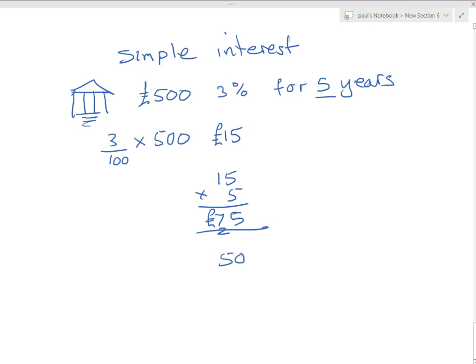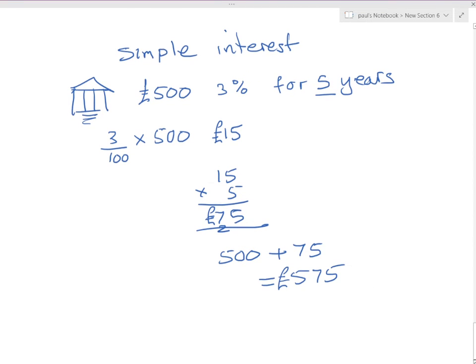So the amount of money that we've got at the end of our 5-year term is the interest, which is £75, and the £500, which makes us have £575. Simple interest. Next one, or last one, is compound interest.